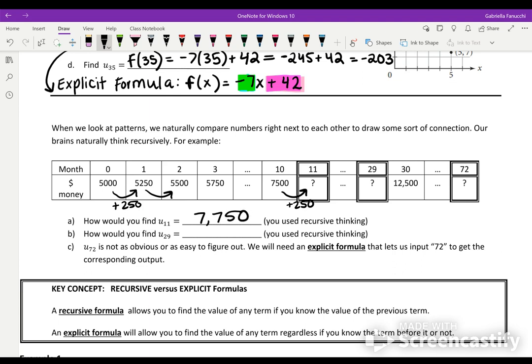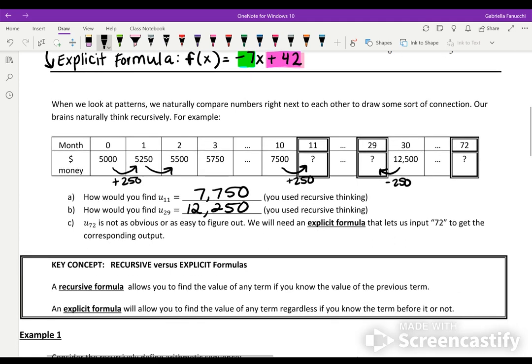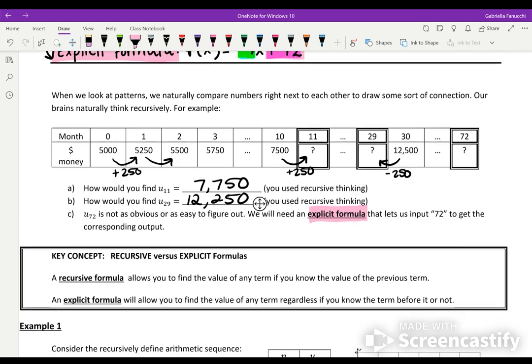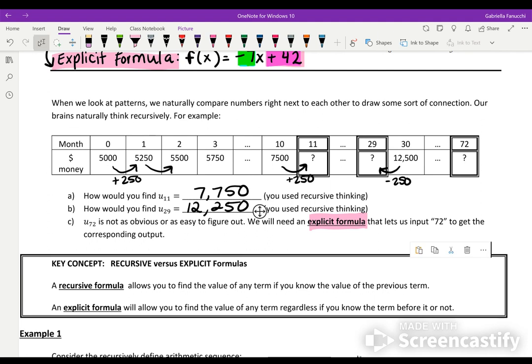Again, that's recursive thinking. How would we find u sub 29? Well, again, we know what 30 is, so let's go backwards. If we were adding 250, we're going to subtract 250. So then that's going to give us 12,250. Okay. u sub 72 is not as obvious or as easy to figure out, so we need to use the explicit formula. There it comes up again. Okay. So that lets us input 72 to get the corresponding output.